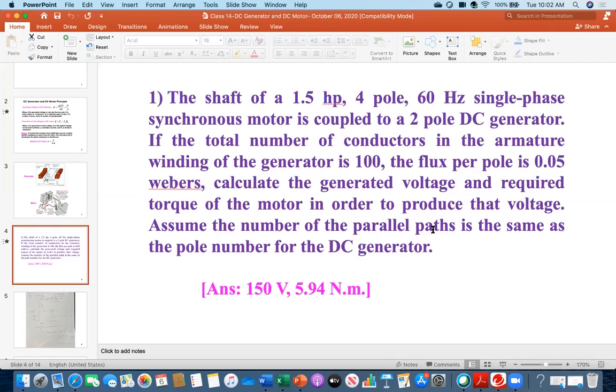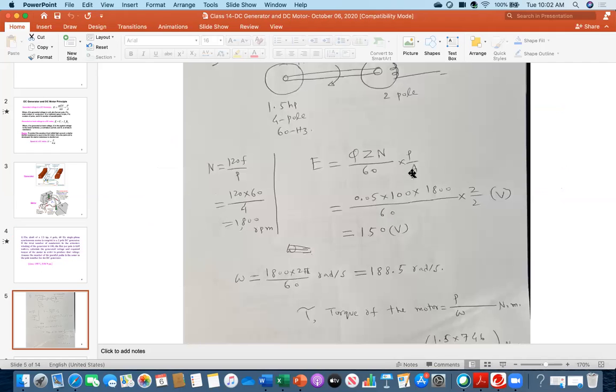Okay, and then see the very last sentence: assume the number of parallel paths is the same as the pole number of the generator. This means that because the DC generator pole number is 2, the parallel path, which is that symbol A, is also 2. Therefore, see, 2 by 2, 2 by 2.